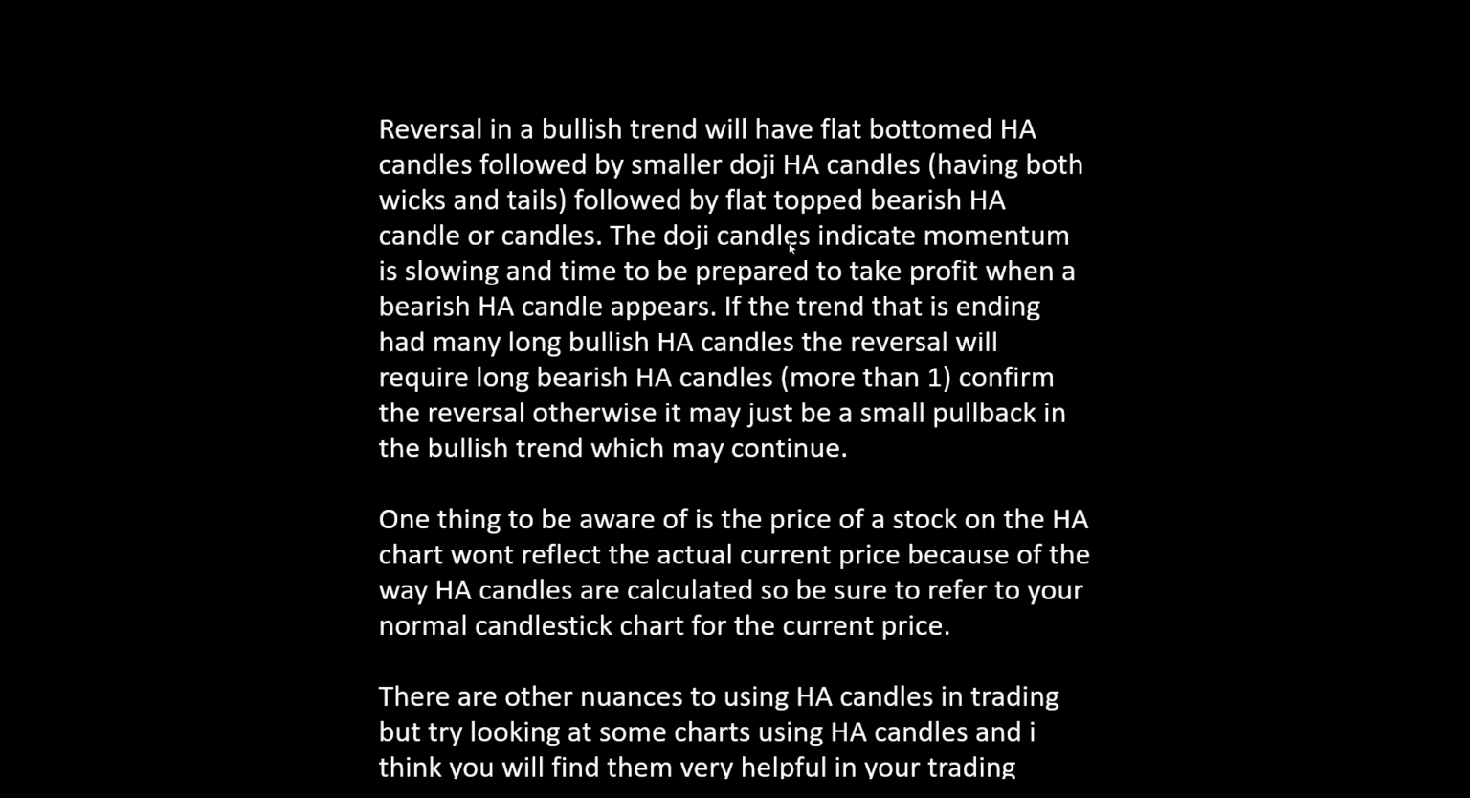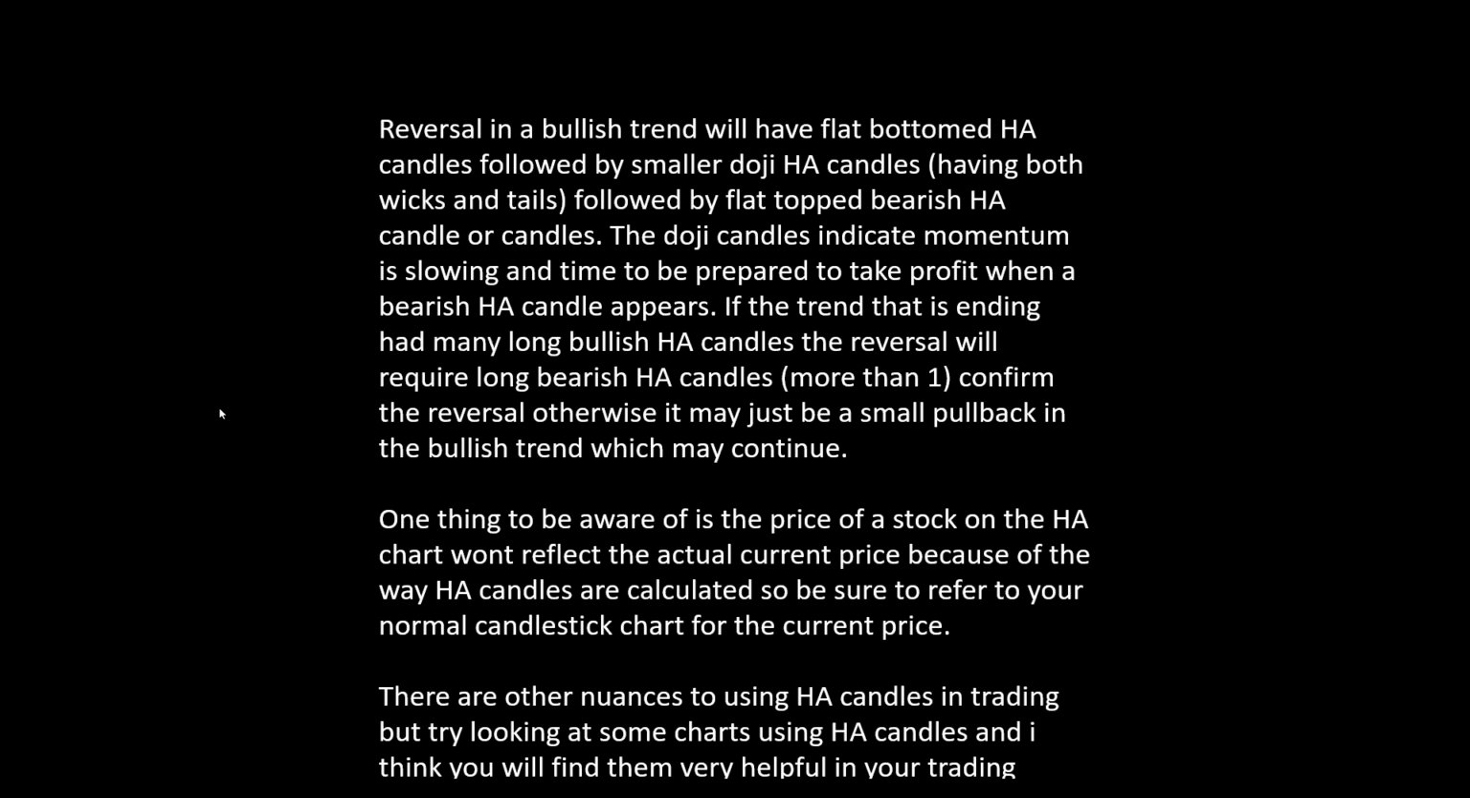The doji candle indicates momentum is slowing, and it's time to be prepared to take profits when a bearish HA candle appears. This is if you're in a bullish uptrend. If the trend is ending after many long bullish Heiken Ashi candles, reversal will require long bearish Heiken Ashi candles. In other words, if you're in a very strong bullish uptrend, you can't assume that a downtrend is created by just one or two small Heiken Ashi bearish candles, in other words, flat topped candles. It takes more if you've got a very strong uptrend.